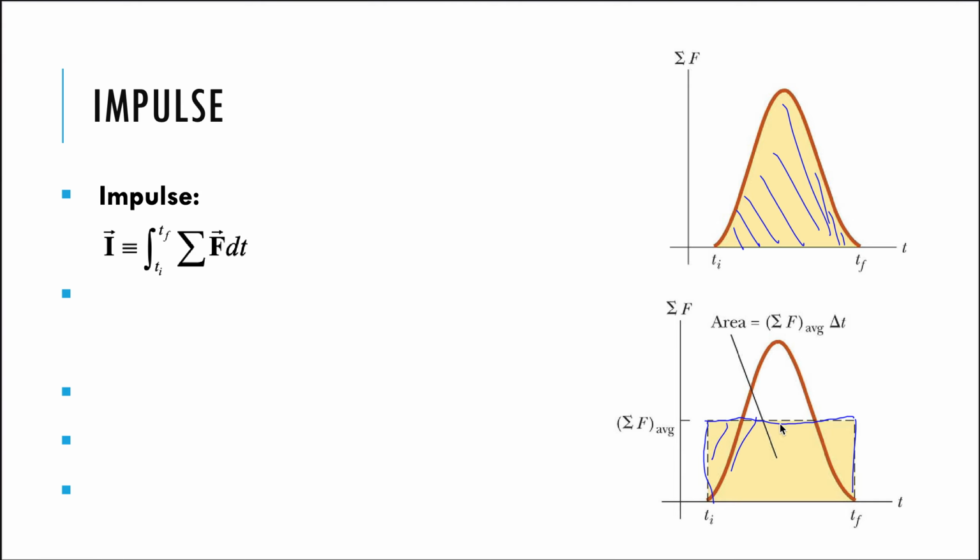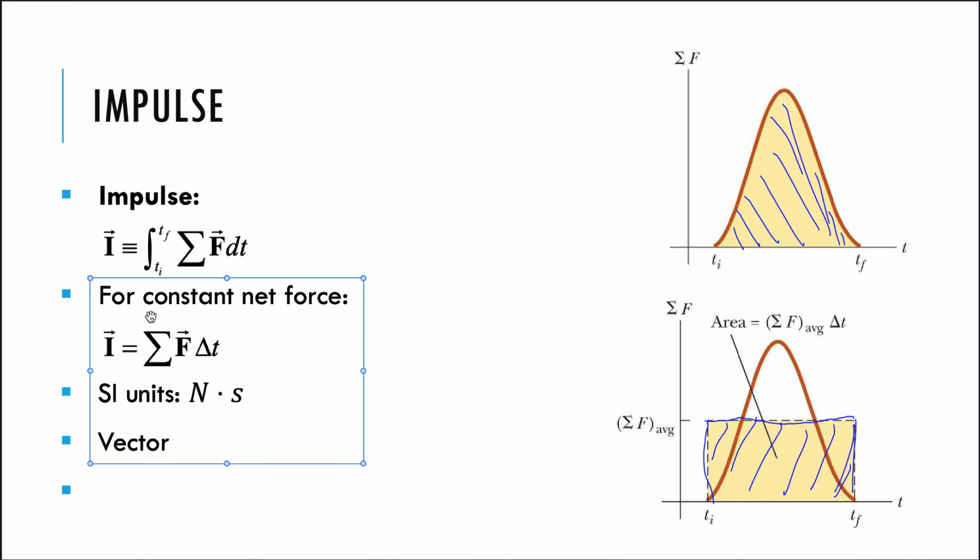So the area under the curve of the constant force is the same as the area under the curve of the time varying force. And this simplifies our equation a little bit, and it tells us that if we do have this constant force, then we can rewrite the impulse as the product of the net force times delta t.